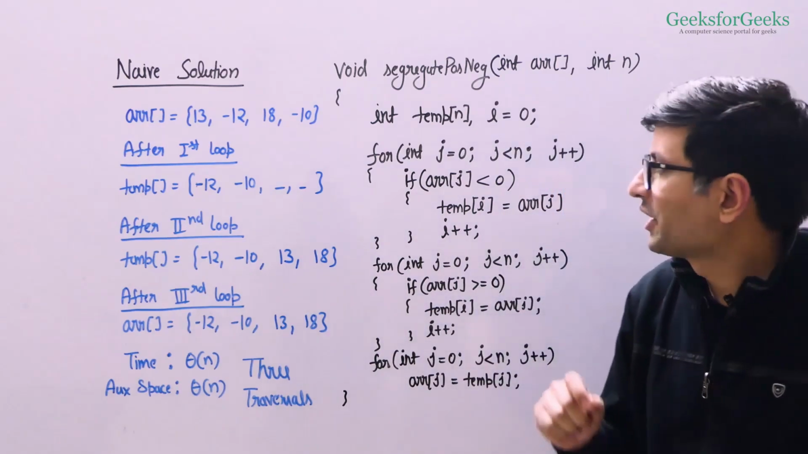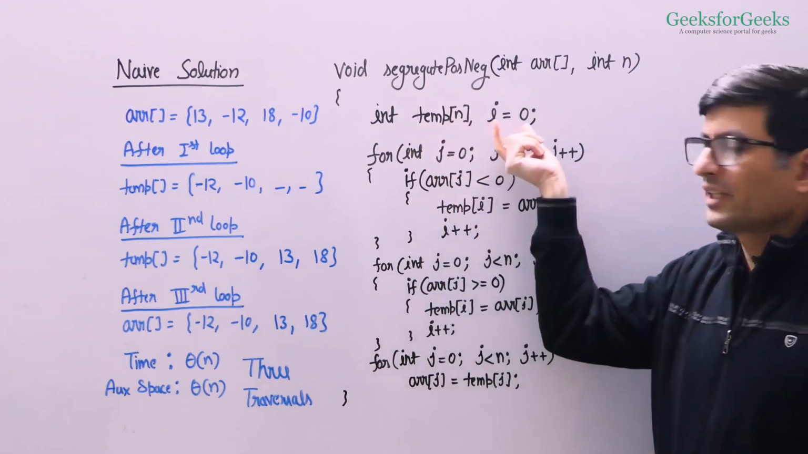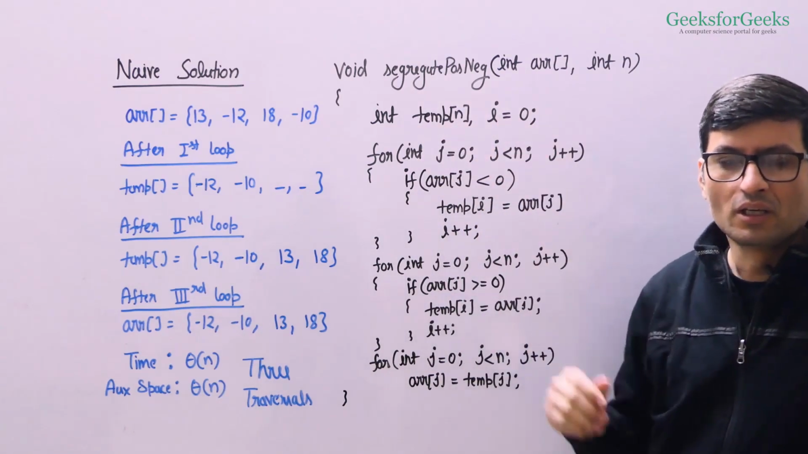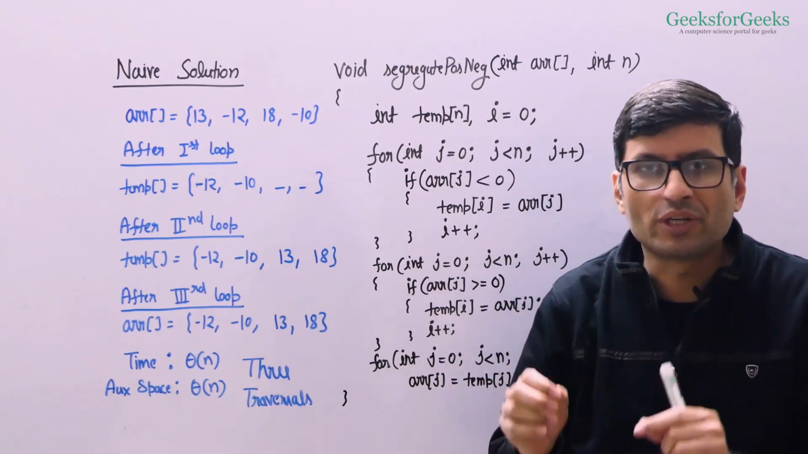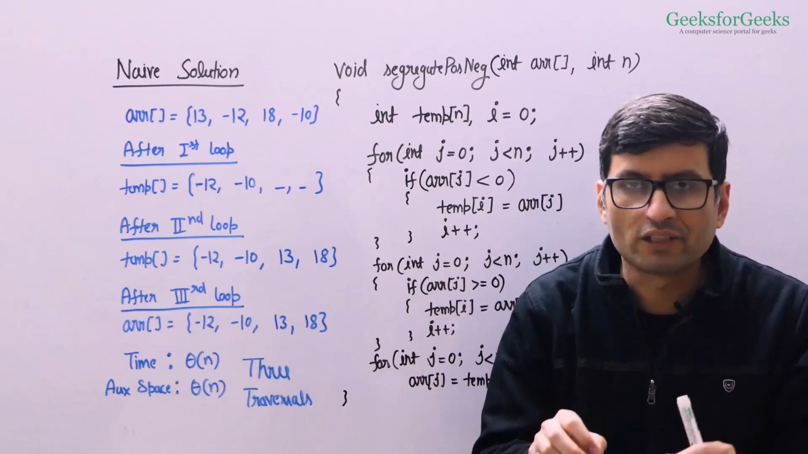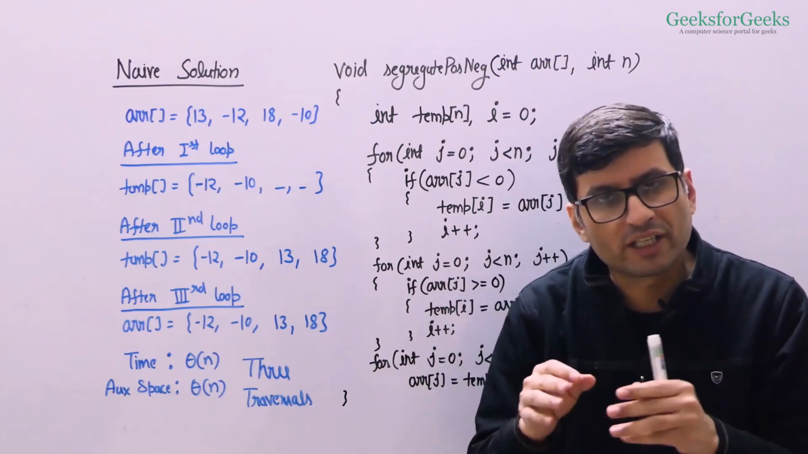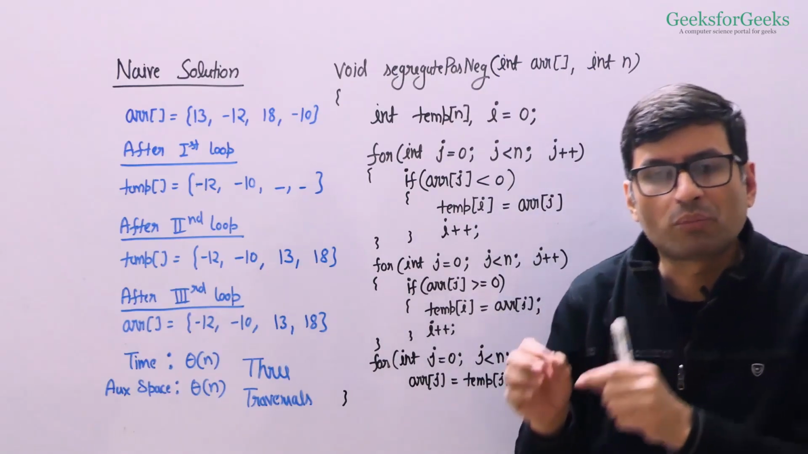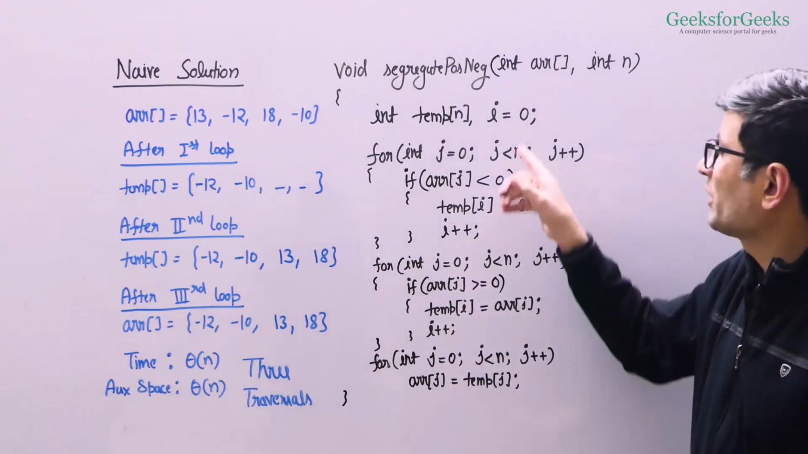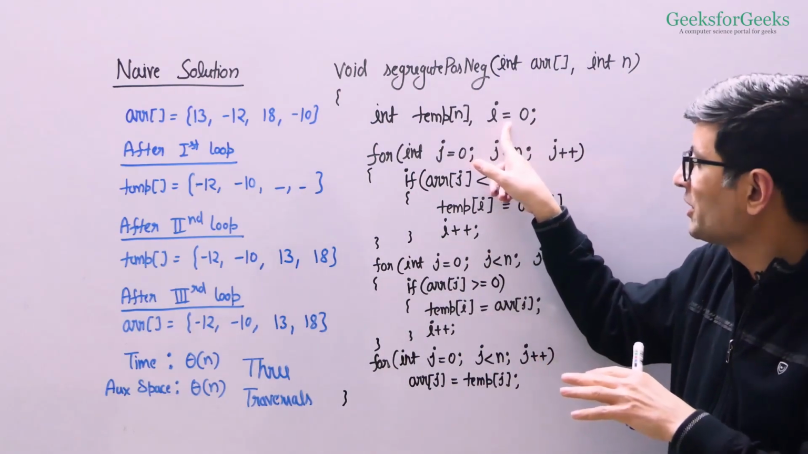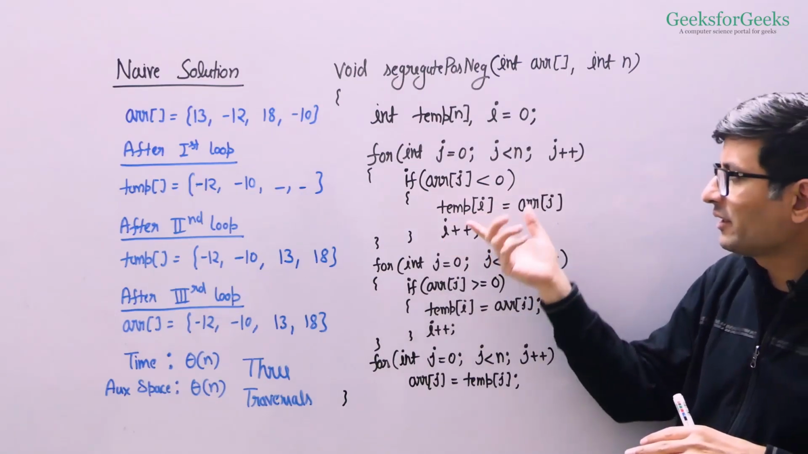The idea is to create a temporary array temp of size n and initialize an index variable i as 0. We are going to traverse through our input array and first put all the negative elements from our input array into the temp array. Then we are going to traverse our input array again and put all the positive elements after the negative elements in the temp array. That's why we are using a variable i which is shared by both the loops. So we are first putting all the negative elements in the temp array in this loop.